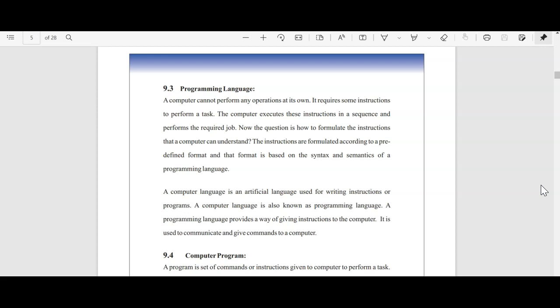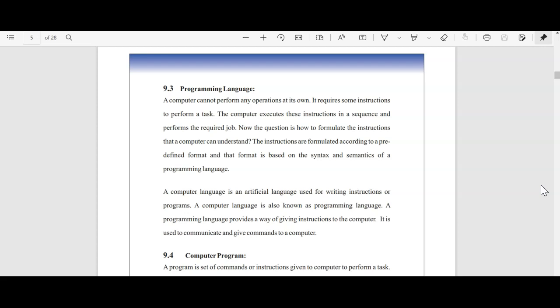So the basic language which the computer can understand is binary language, and it requires instructions in binary so that it can perform some task. That's where the importance of computer languages arises. There should be some high level programming languages which are near to the English language, so that we can remember them and give instructions, and later those instructions are converted into the language which is understandable by the computer.